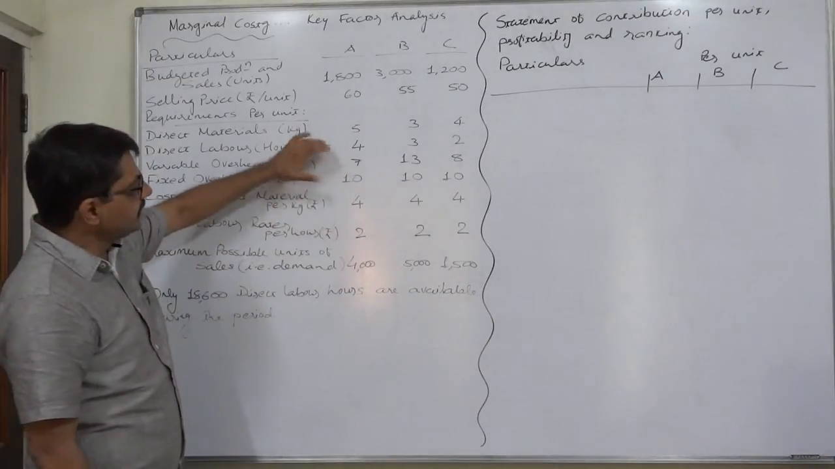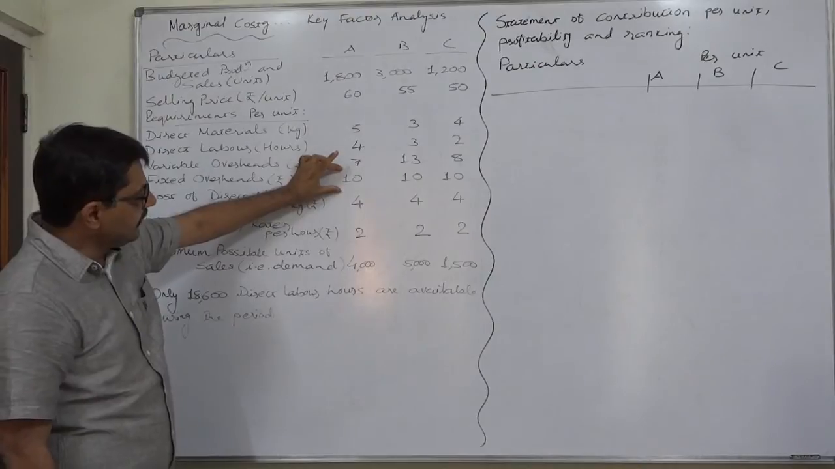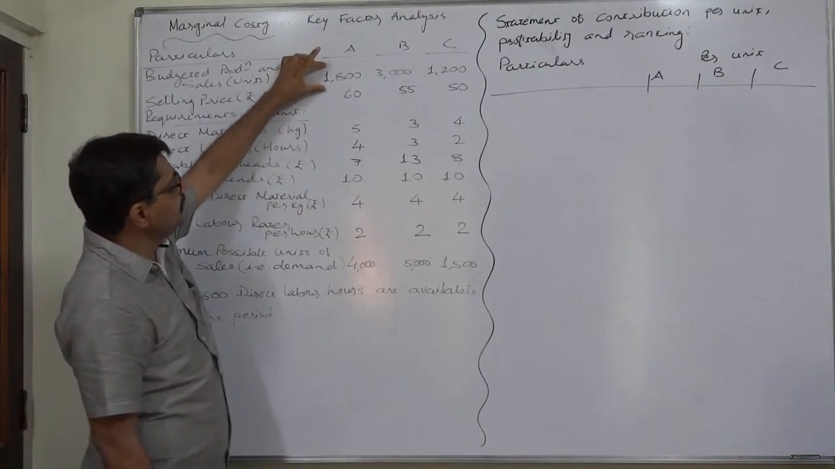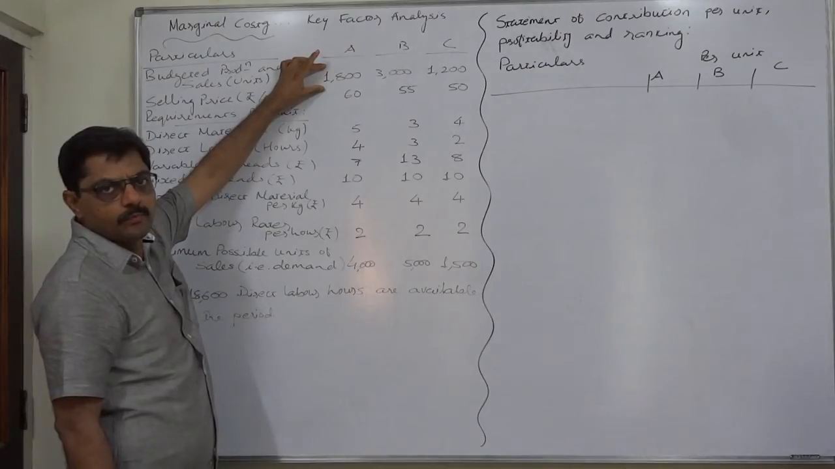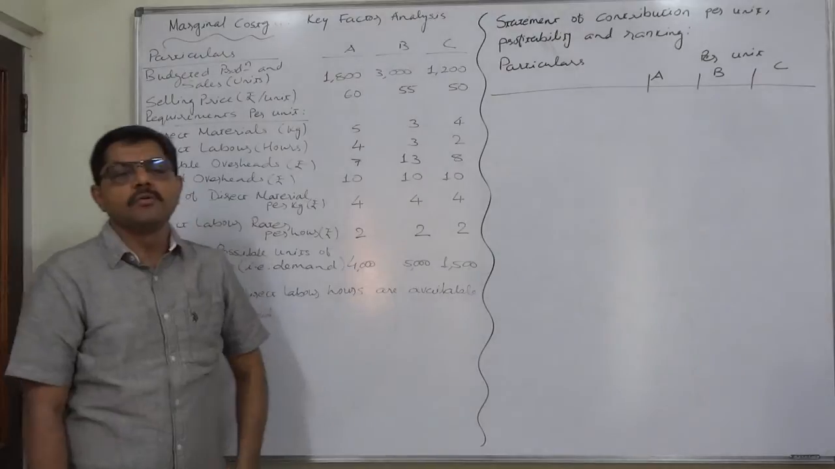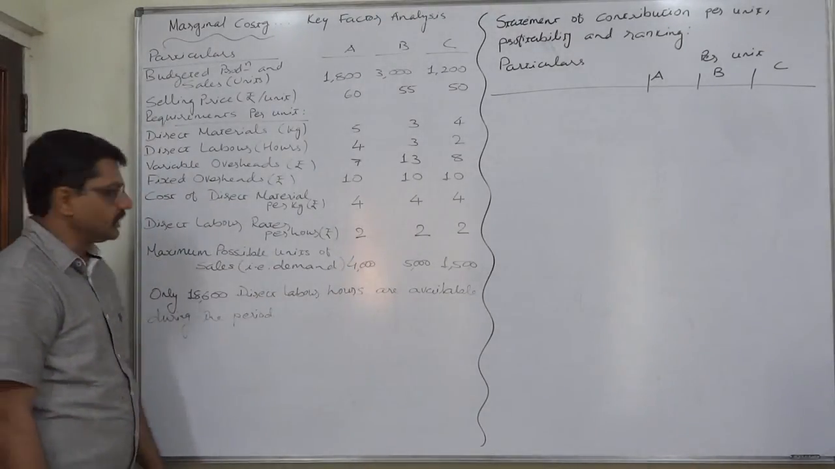Here we believe that this per unit fixed cost has been calculated by dividing the total fixed cost per product by the budgeted number of units and not the demand or maximum sales potential.